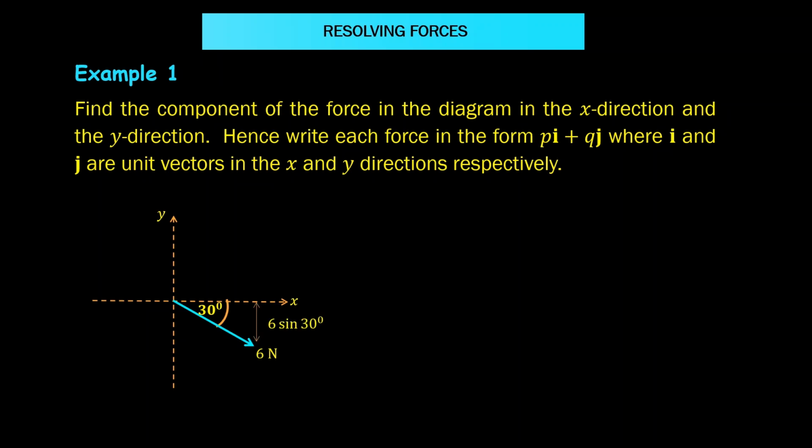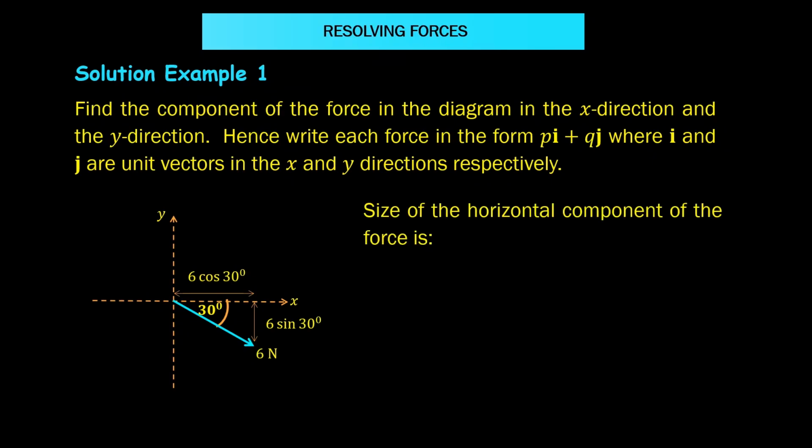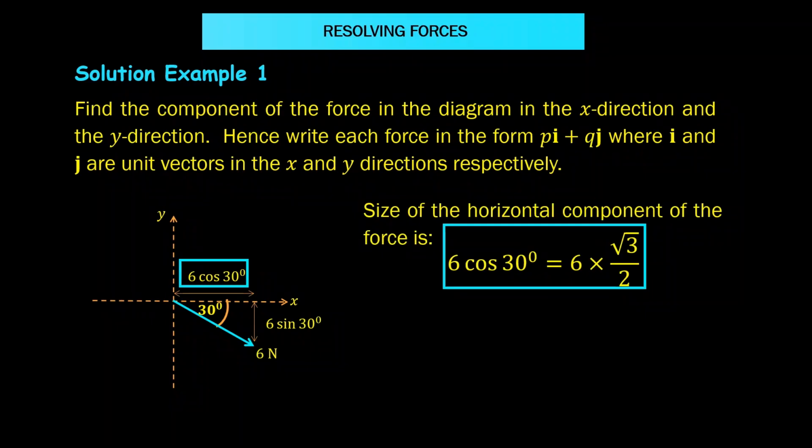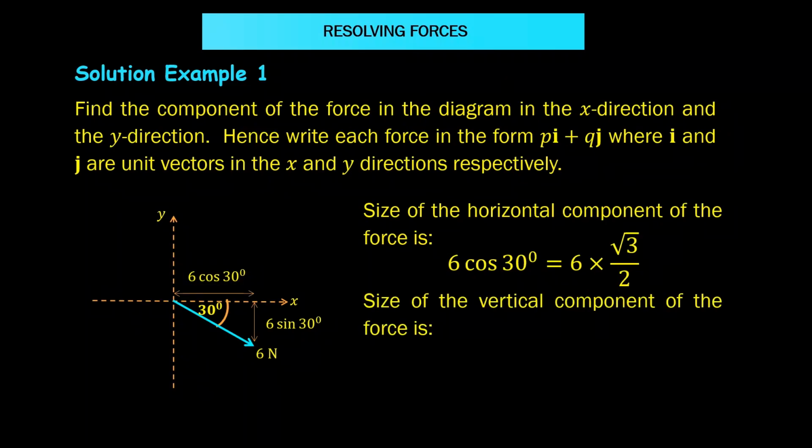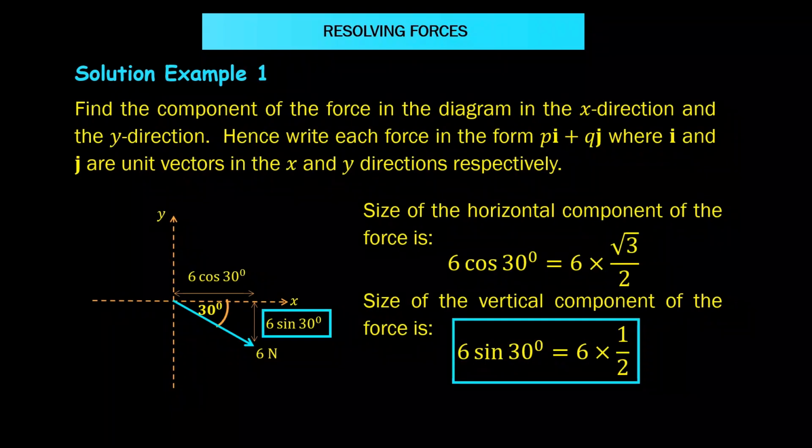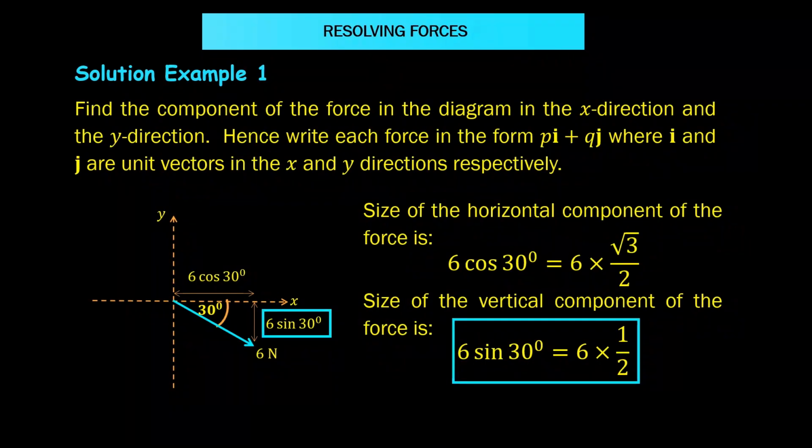The vertical component, as you can see from the diagram, is equal to 6 sine 30 degrees. And the horizontal component is 6 cos 30 degrees. Therefore, the size of the horizontal component of the force is 6 times root 3 over 2, because the value of cos 30 degrees is root 3 over 2. And the size of the vertical component of the force is 6 times a half, because sine 30 equals a half.